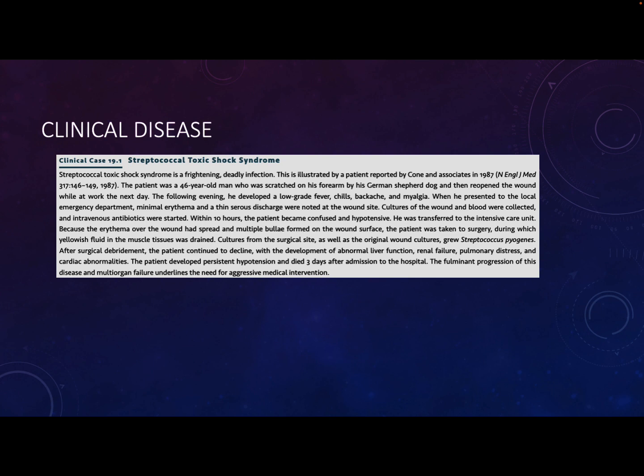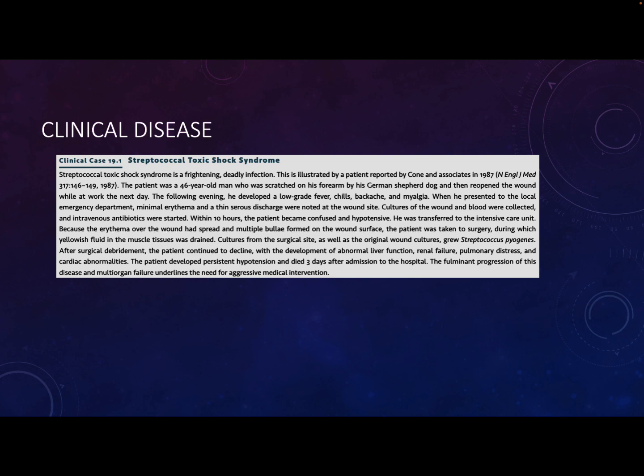When he presented to the ER, he had redness at the site of the scratch and a serous discharge. So it wasn't bleeding, but it was like the secretion of plasma. I don't know if you've ever secreted plasma. It's kind of an off-white color, beigey color liquid. Cultures of the wound and blood were collected. IV antibiotics were started. Obviously, fever, chills, backache, muscle pain. This is going systemic. So they did IV antibiotics.